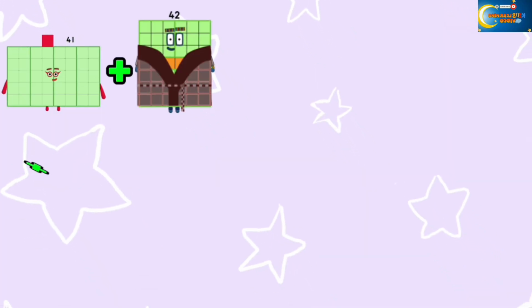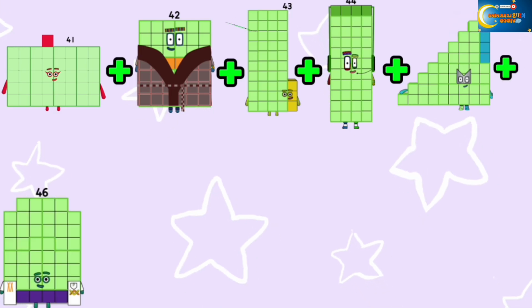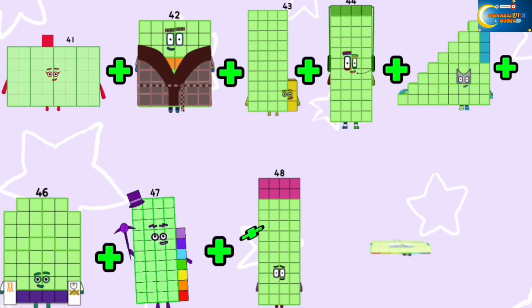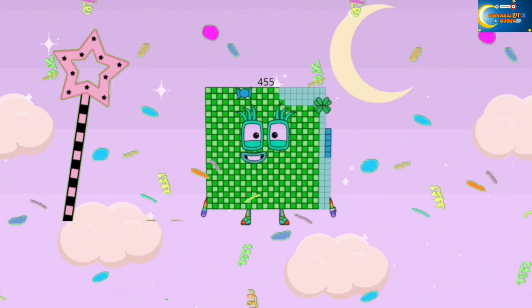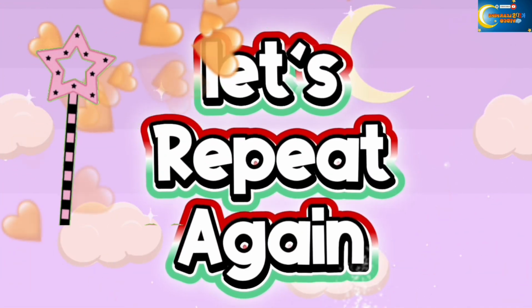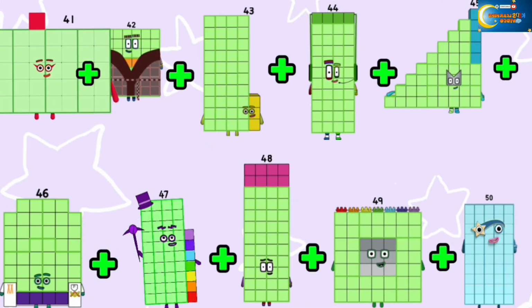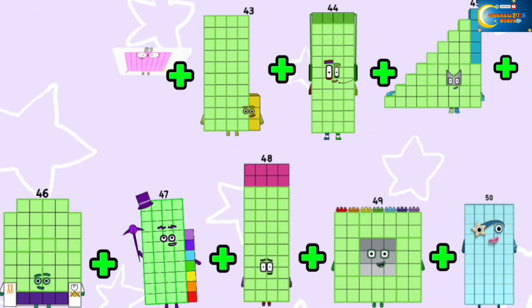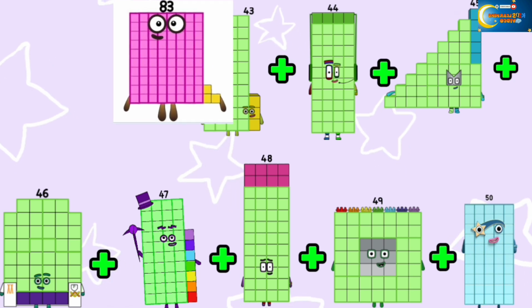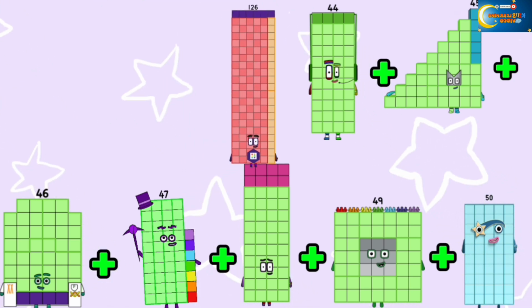Next, 41 plus 42 plus 43 plus 44 plus 45 plus 46 plus 47 plus 48 plus 49 plus 50 is equal to 455. 41 plus 42 is equal to 38. 38 plus 43 is equal to 125.